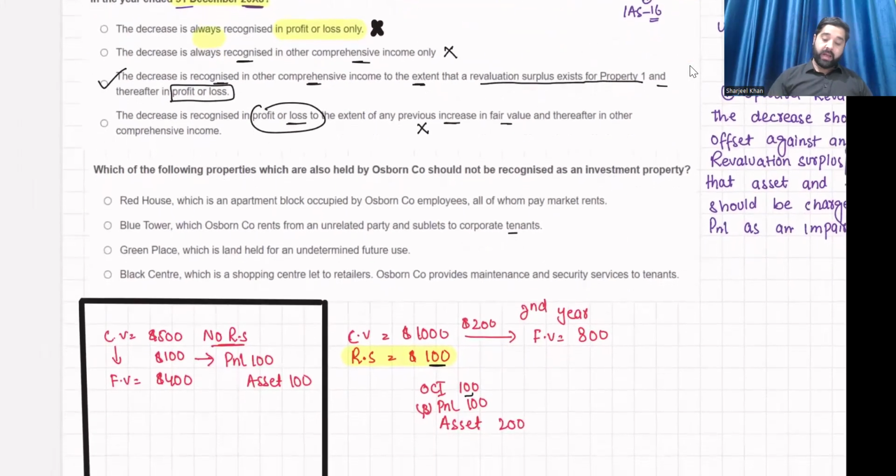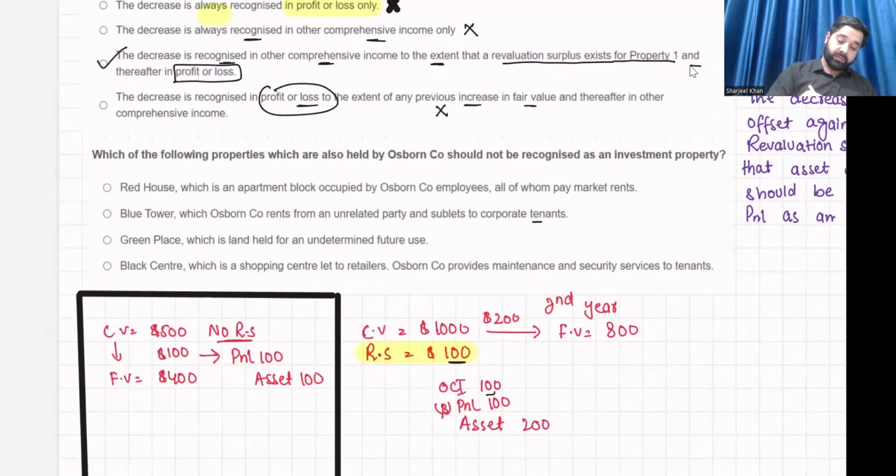Okay, now the last. Which of the following properties, which are also held by Osborn Company, should not be recognized as an investment property? Which of the following is not an investment property? Red House, which is an apartment block occupied by Osborn Company employees, already explained in IAS 40. Whether they pay the market rent or don't pay the rent, if the property is occupied by the employees, that property is an owner-occupied property and you have to apply IAS 16, not IAS 40. So this one is the correct option.